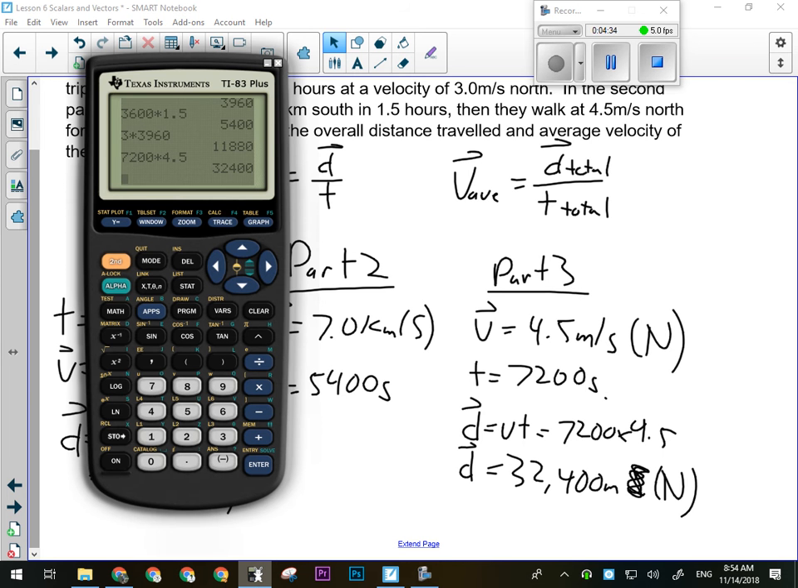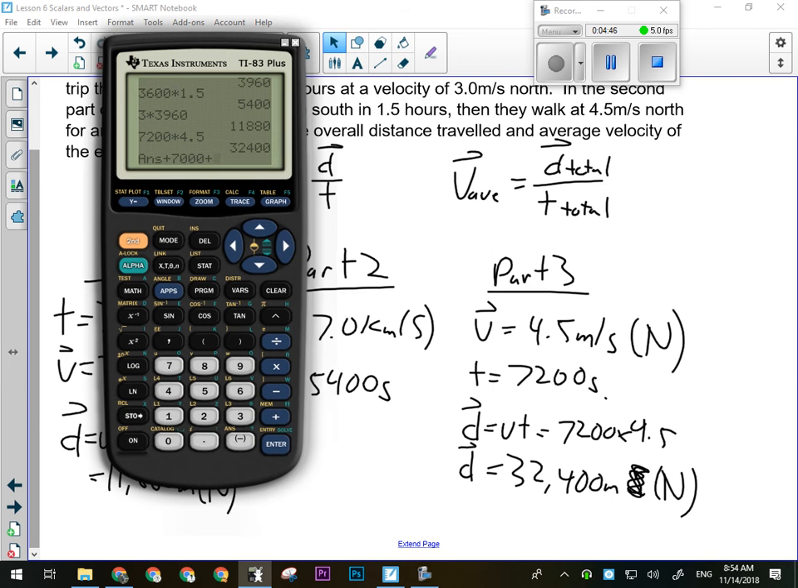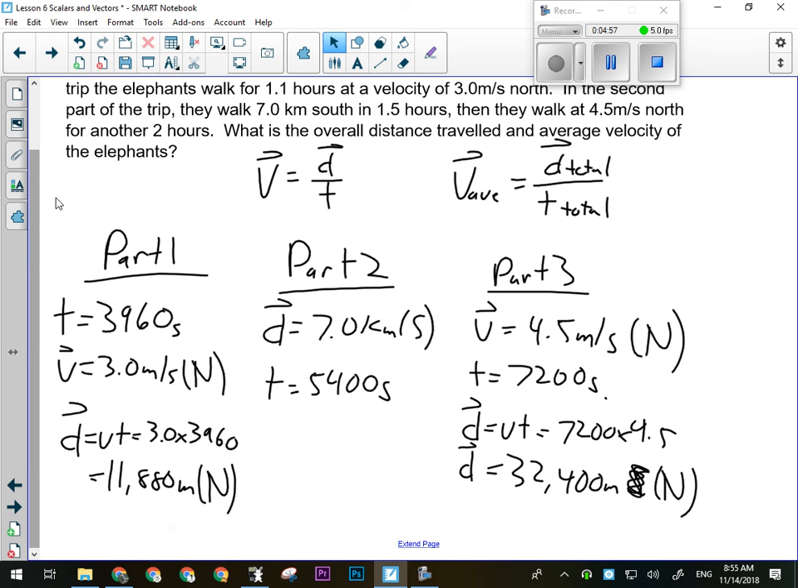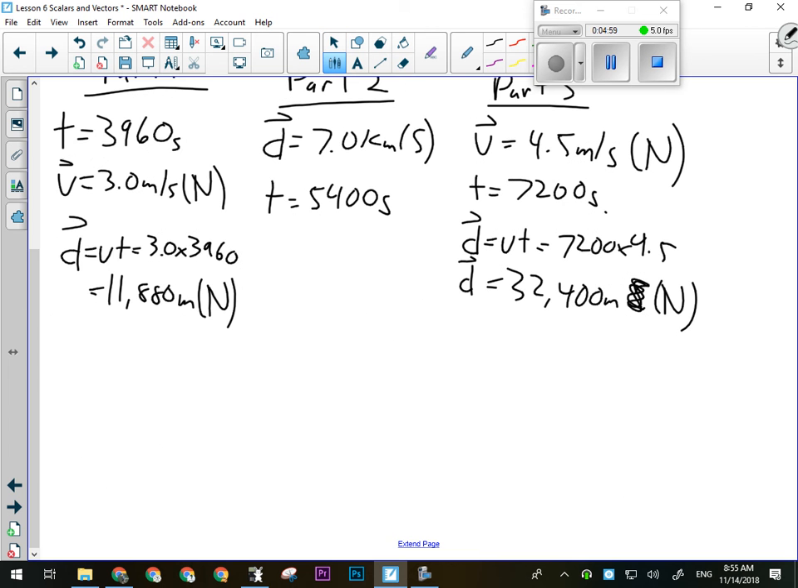So that means we'll take that 32,400 and add that to 7,000 meters, which is how far they went in part 2, plus the 11,880 meters in the first part. So our total distance traveled by the elephants is 51,280 meters.